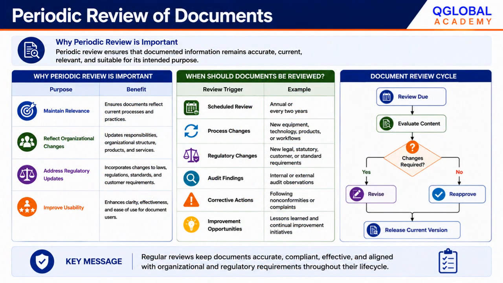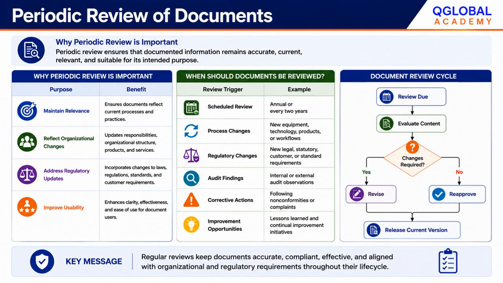Periodic review is a critical control in any management system. Over time, processes, technologies, regulations, and organizational structures change. If documents are not reviewed regularly, they may become outdated, leading to errors, non-compliance, and inefficiencies. The periodic review is important to maintain relevance. Regular review ensures that documents reflect current processes, methods, and practices.